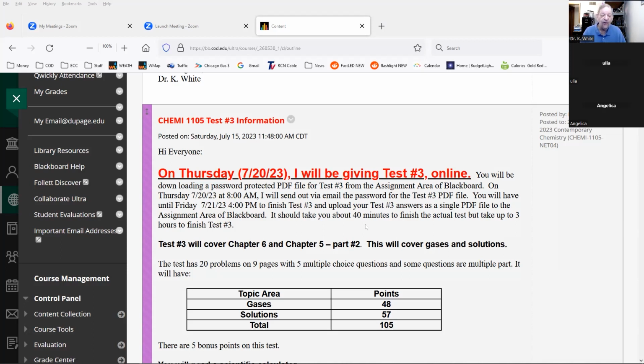You'll have until Friday, 4 p.m. to finish test 3 and upload test number 3 as a single PDF file to the assignment area of Blackboard. It should take you about 45 minutes to do the test. I've given these kinds of tests face to face, so I know how long it will take. Under 50 minutes, most people. But if you need up to 3 hours, if you don't tell, I won't.